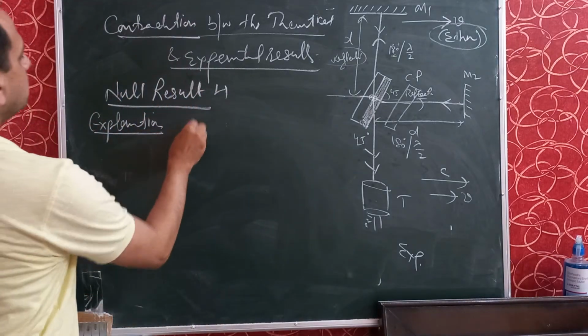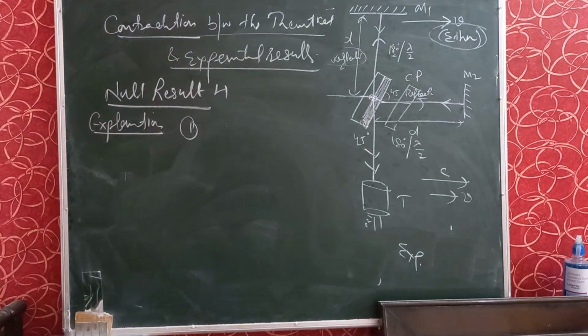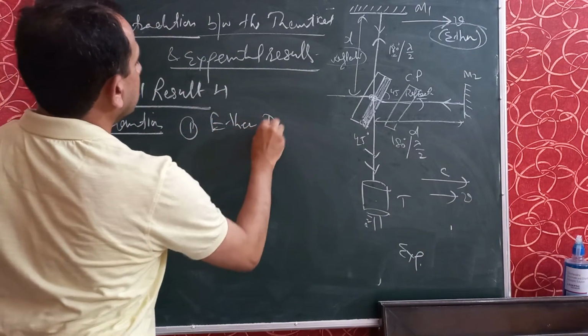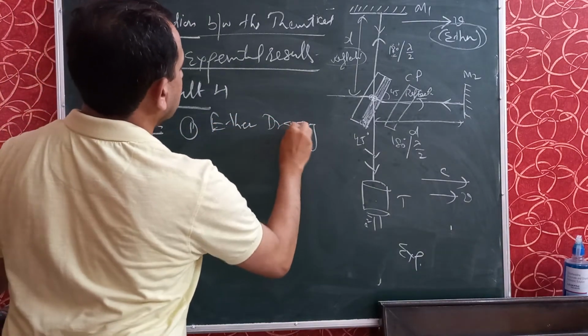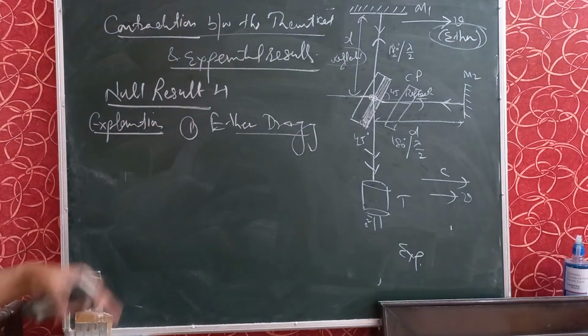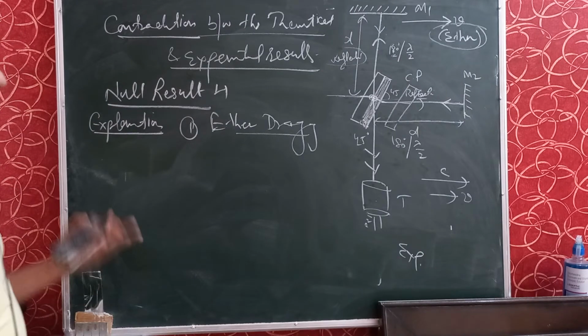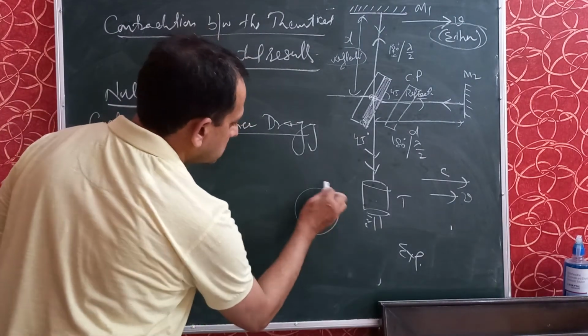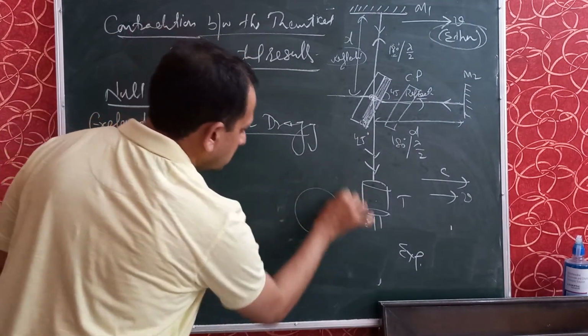First explanation is this: ether drag. Drag means moving along with the earth. So in the previous article, we have observed that, or Michelson Morley observed that, there is an ether around the earth.